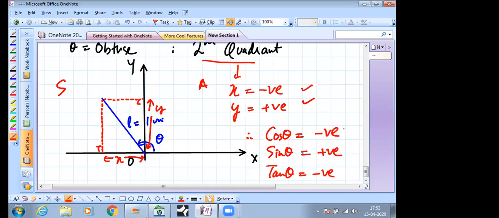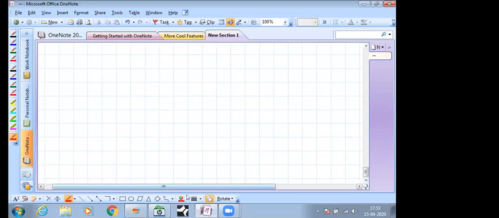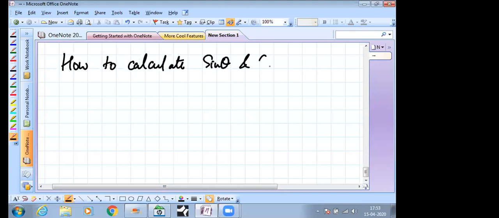Now the next question is, okay, I have figured out that this is positive and this is negative, but what about the value? So next, let's understand how to calculate the actual value of sin theta and cos theta for theta being between 90 and 180.